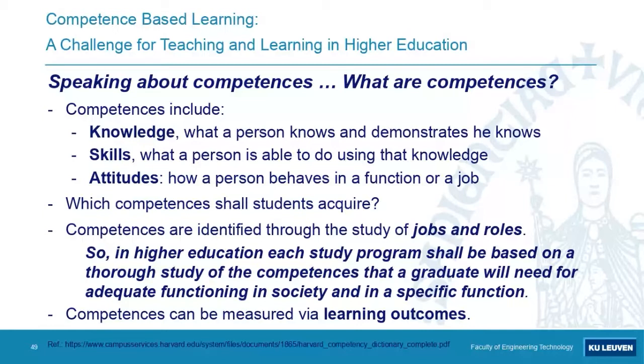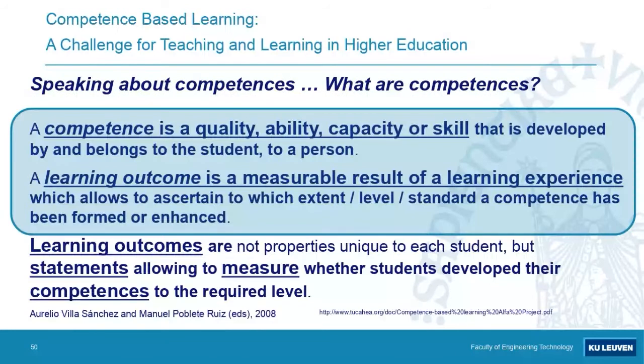So competence is a quality that is developed by and belongs to the student or to a person. A learning outcome is a measurable result of a learning experience. That is what you have been describing in your ECTS course descriptions for your courses. It's a measurable result of a learning experience. So learning outcomes are not properties which are unique to a student. These are simply statements that we are using to measure whether the student developed the competences to the required level.